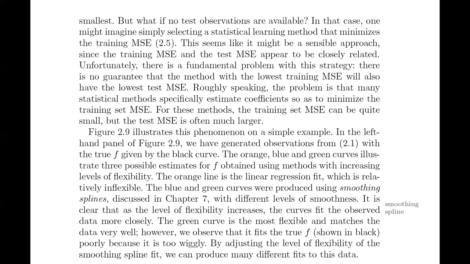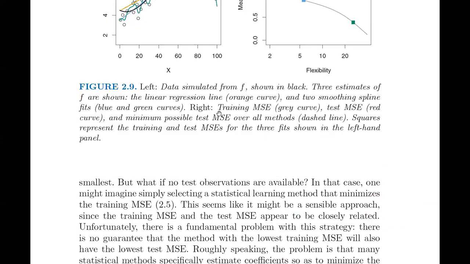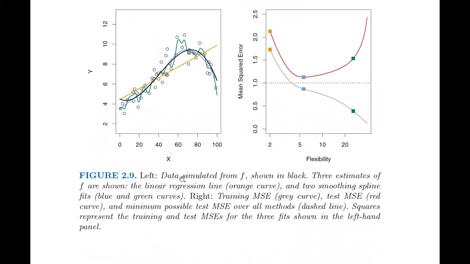So there are certain models, they're referring to them as many statistical methods, that's the way they operate in any case. It's within their design to minimize the training set mean squared error. For these methods, the training set mean squared error can be quite small, but that's by design. So you're kind of stacking the deck in your favor. But the test mean squared error is often much larger. Figure 2.9 illustrates this phenomenon on a simple example. Let's read this first.